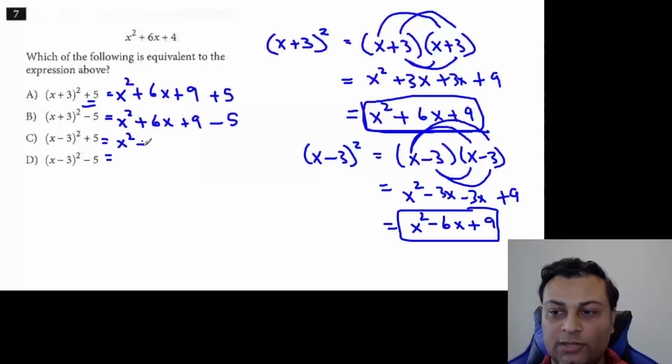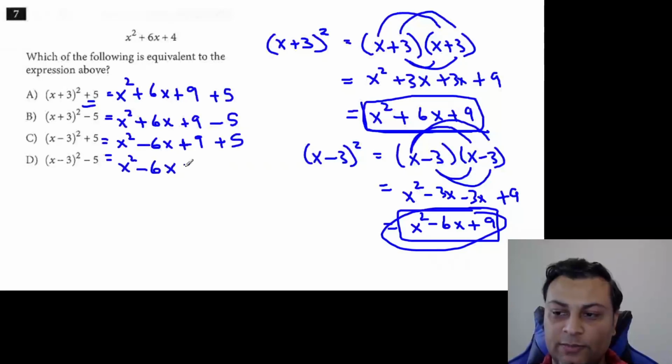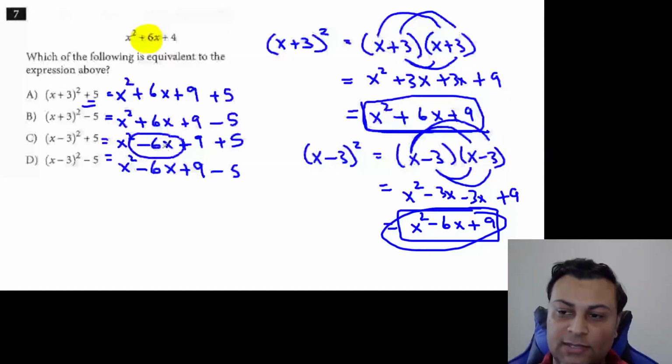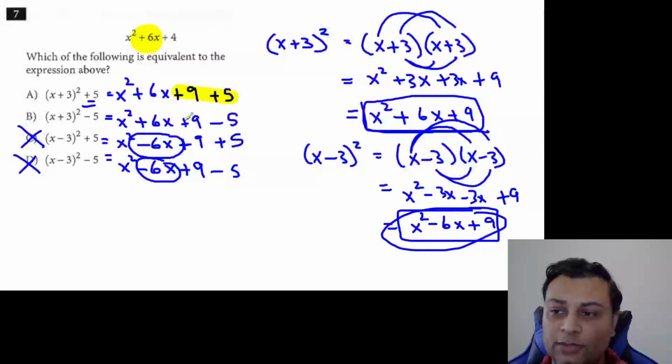x squared, this one's minus 6x, so this one would be using this. Minus 6x plus 9, and then there's an add 5 at the end. x squared minus 6x plus 9, and then minus 5. Okay, so we would like to end with the plus 6x. And these have minus 6x, so these aren't the answer. And finally, if we add up this plus 9 plus 5, you get a 14. And this one, you get a 4. So the answer is B.